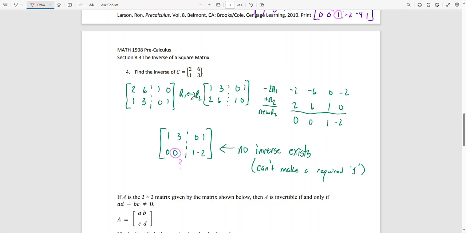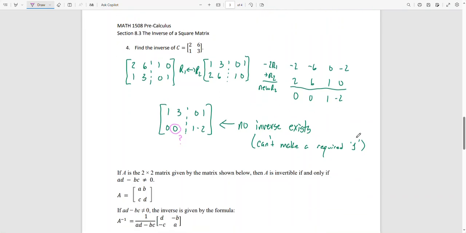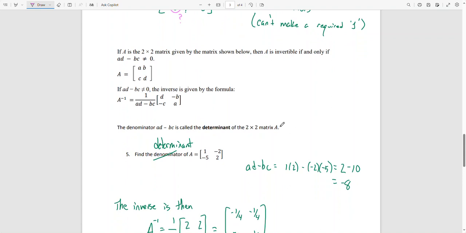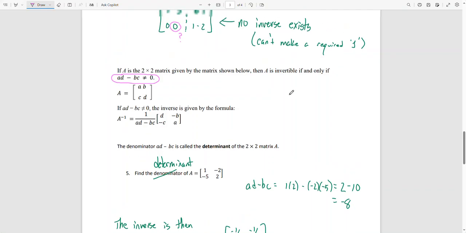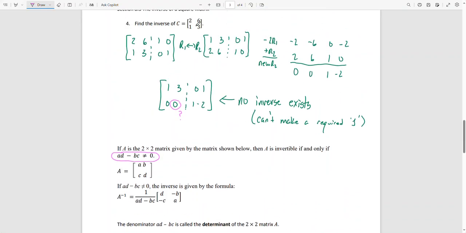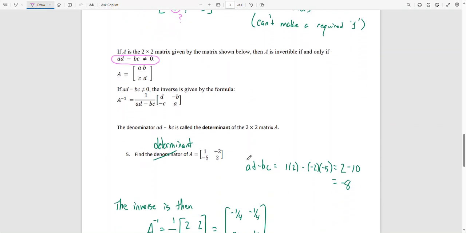So I mentioned that I probably wouldn't use this method even on a 2x2. Why? Well, that's something easy right up here. If A is a 2x2 matrix, given by the matrix shown, we're going to call it just A, B, C, D, then A is invertible if and only if AD minus BC is not 0. Check this out right here. 2 times 3 is 6. AD, right? Cross multiply. Minus 6 times 1. So 6 minus 6 is 0. Not invertible. All right, so with this little test, we would have known we didn't even have to try.